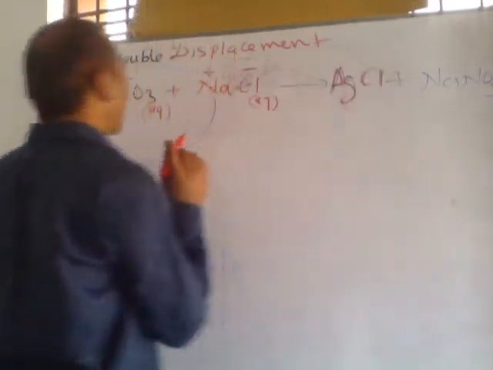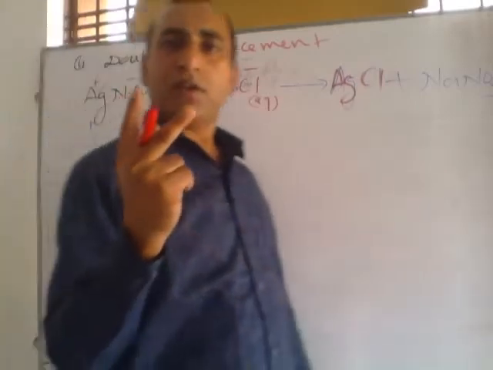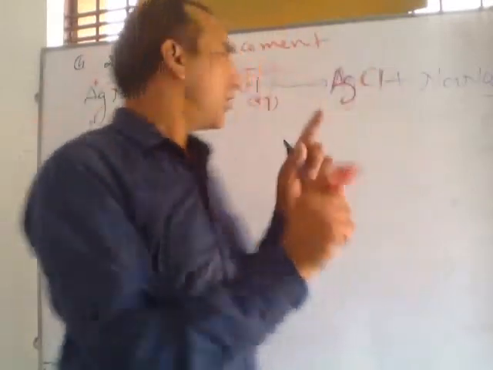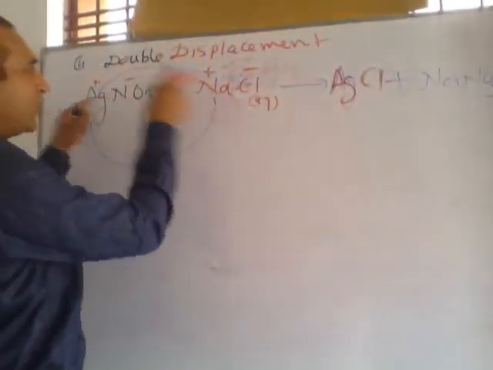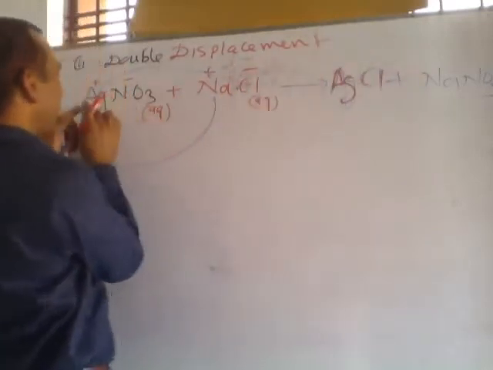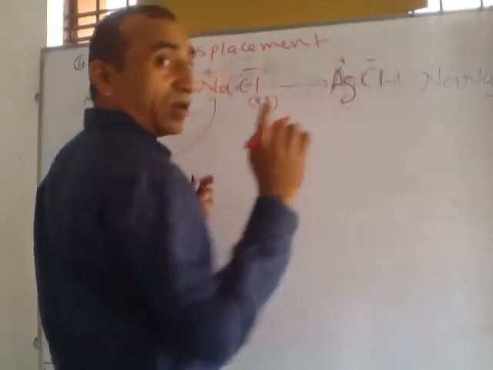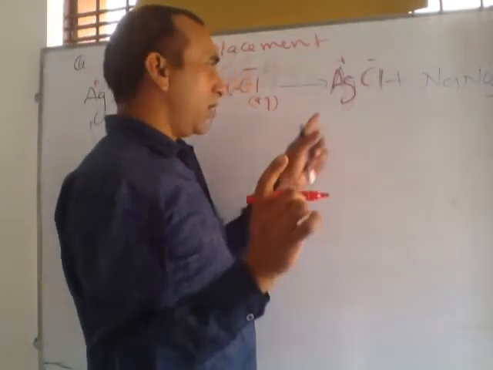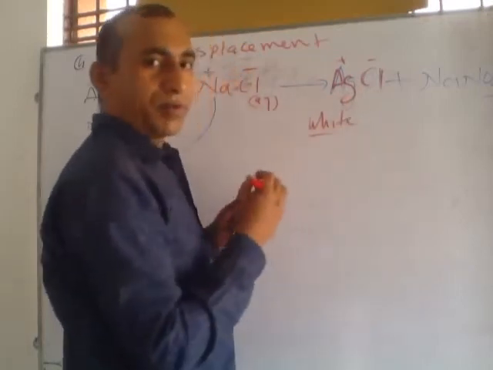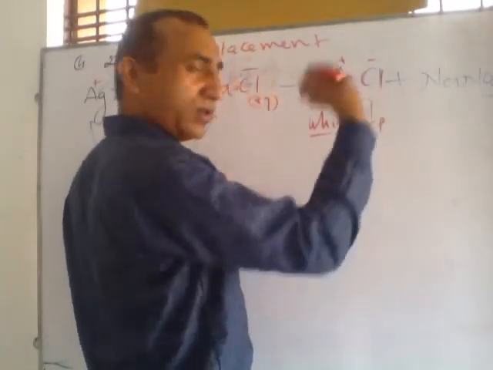Observe. So how can we define that? In a double displacement reaction, two salts are used, and between these two salts, ions exchange. Silver and sodium, these are ions and they exchange in the products. Before the reaction, silver nitrate. After the reaction, as a product, silver chloride is formed. Look and remember, silver chloride is a white color compound.